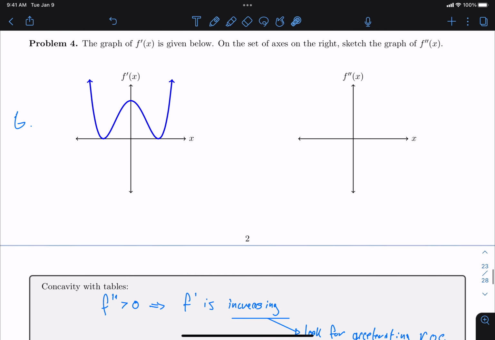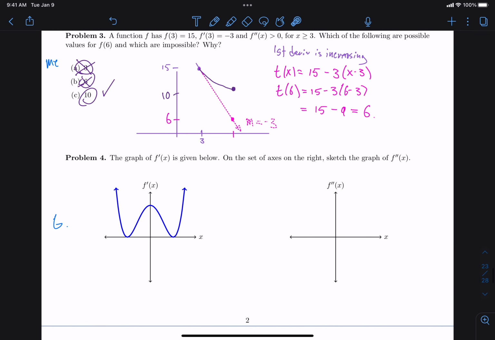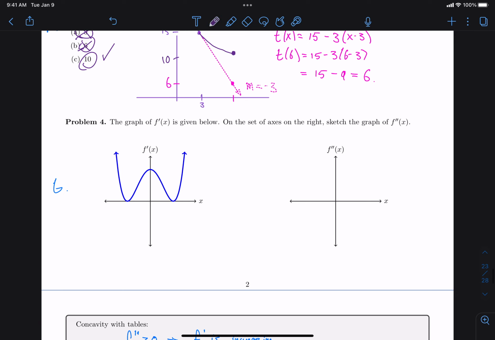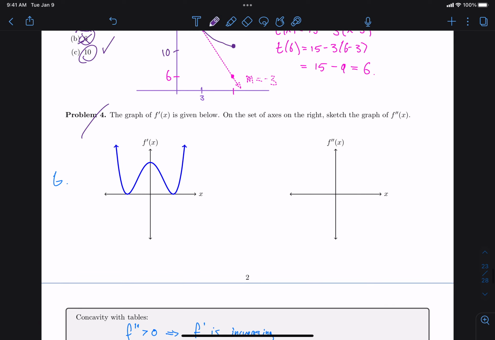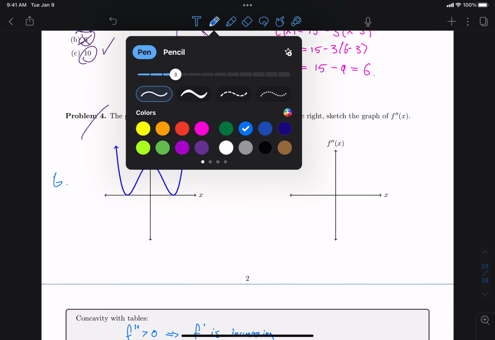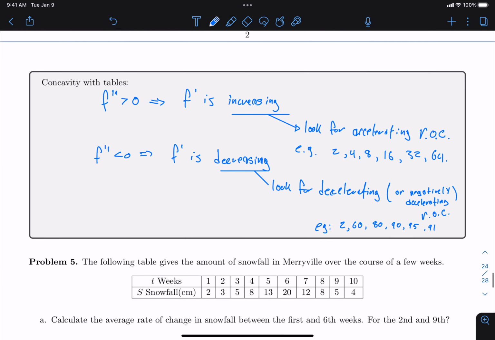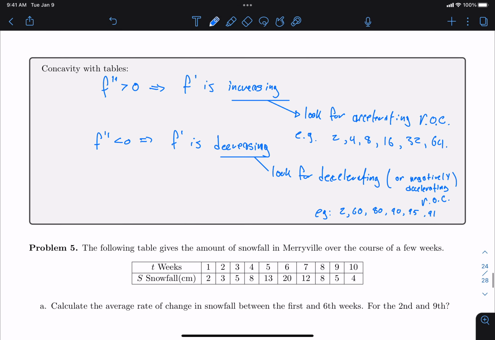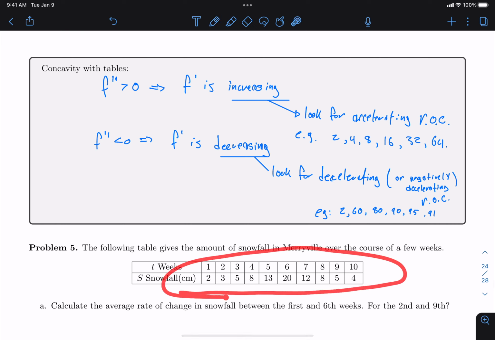Okay, we got 5 minutes left. With that, we're going to skip problem 4, and I want to tell you about one more concept to finish up 2.4, and that is what is concavity with tables. So if I have a table of information, how do I tell whether the function is concave up or concave down if I just have a table of values? Because I don't have the graph.